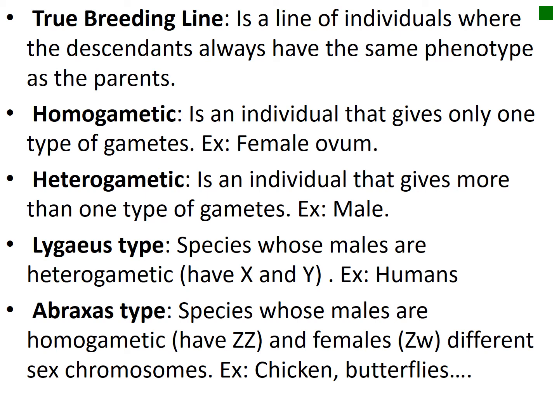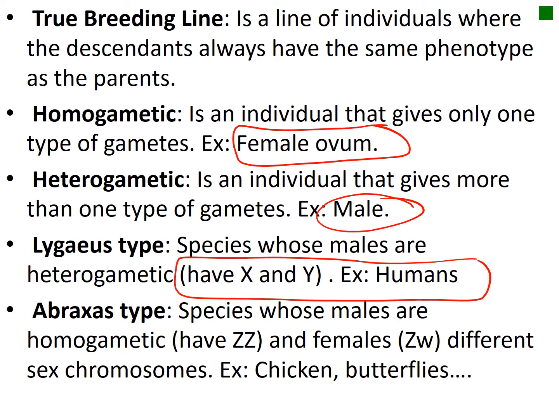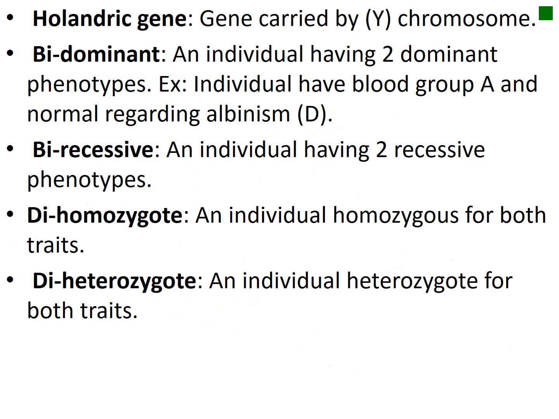Homogametic: an individual that gives only one type of gametes, like the female ovum, which gives only X. Heterogametic: an individual that gives more than one type of gametes, like the male, which gives X or Y. Lygaeus type: species whose males are heterogametic, for example humans, who have X and Y. Abraxas type: species whose males are homogametic, for example ZZ in the case of chickens and butterflies.